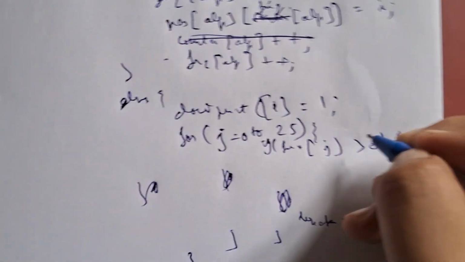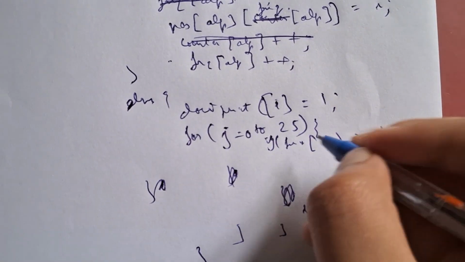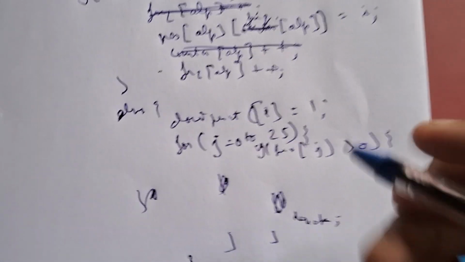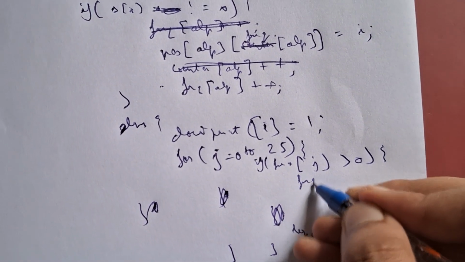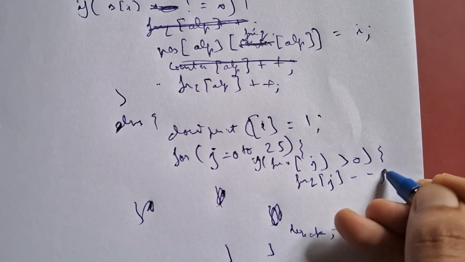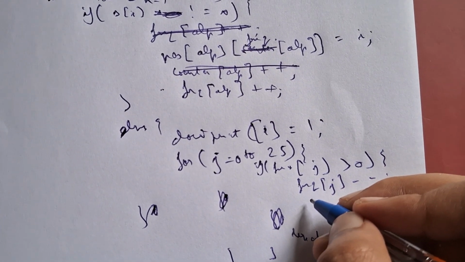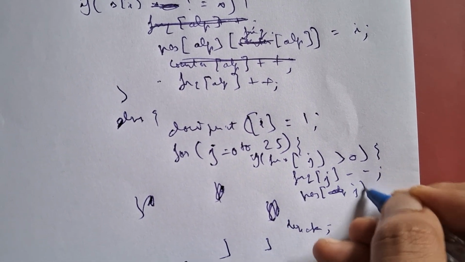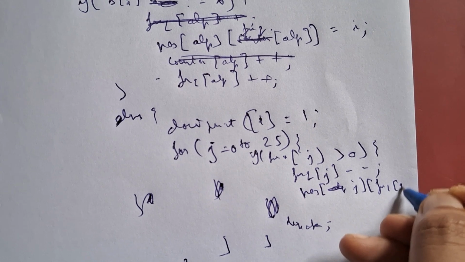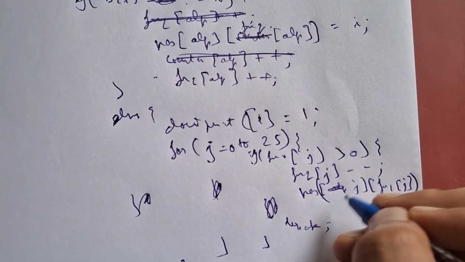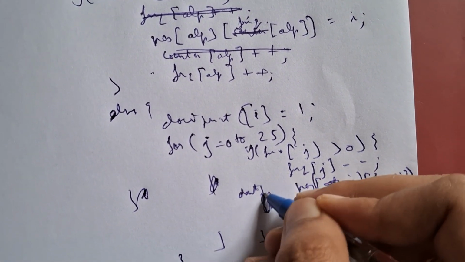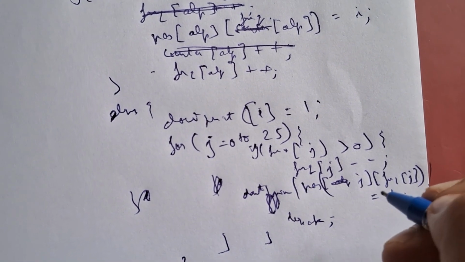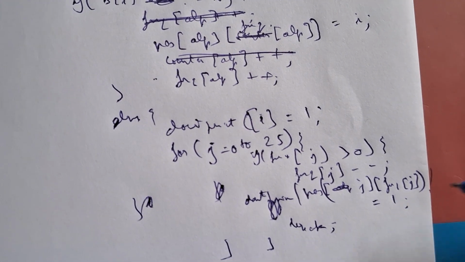So if frequency of j is greater than 0, then step by step in the algorithm, it is going to be frequency of j minus minus, and position of j, frequency of j, okay. So this gets added to the don't print. So you don't print this, and no more changes that you have to make.